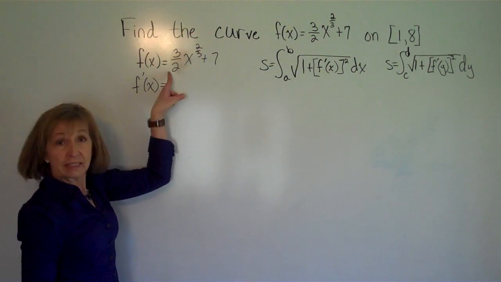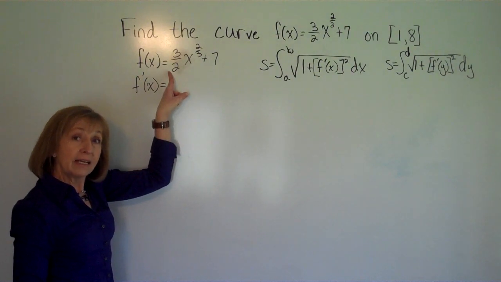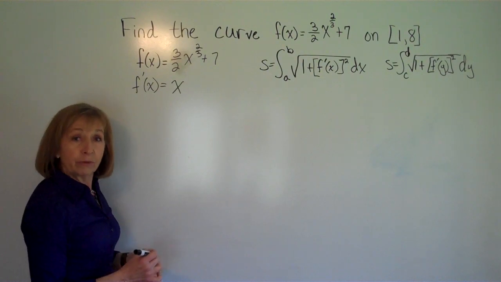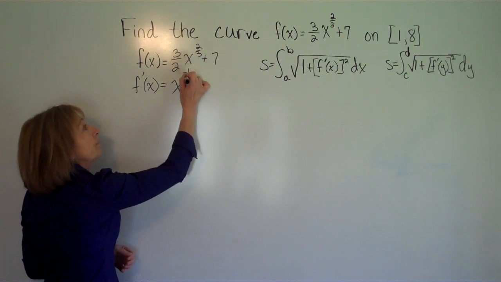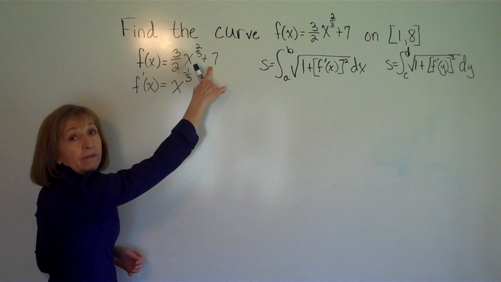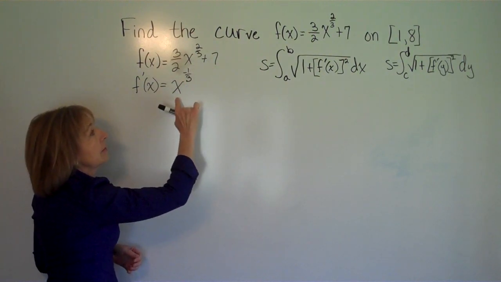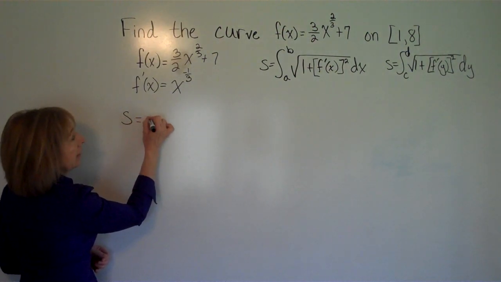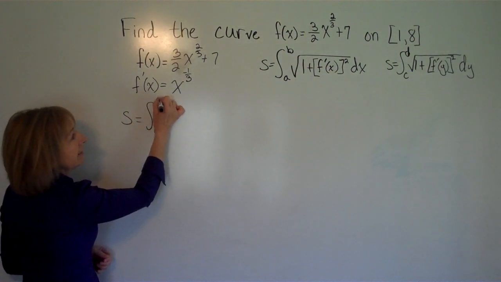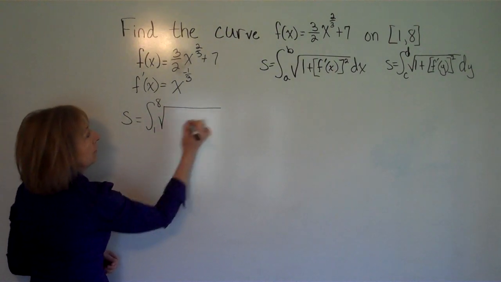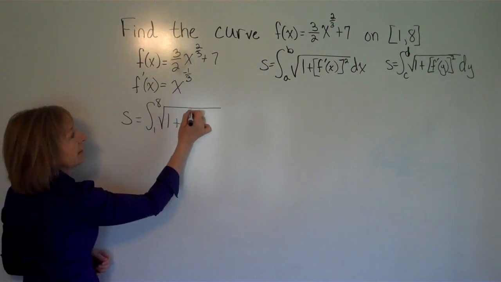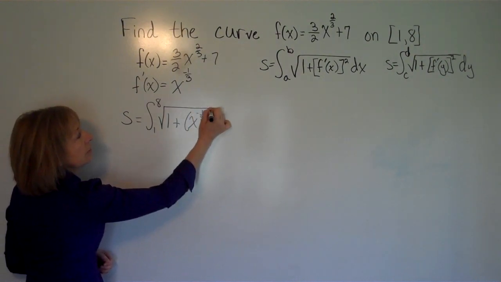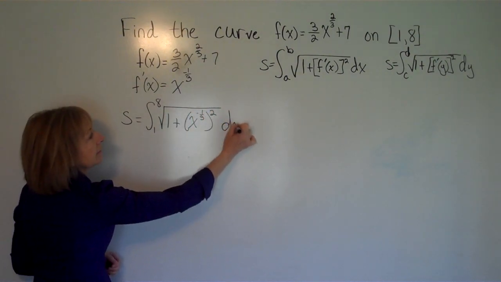If I bring 2/3 down and multiply it to 3 halves, that just gives me a coefficient of 1. X to the, subtract 1 from 2/3 and you get negative 1/3. And then the derivative of the constant term 7 is 0. So that's just our derivative. So our arc length is the integral from 1 to 8 of the square root of 1 plus x to the negative 1/3 squared dx.